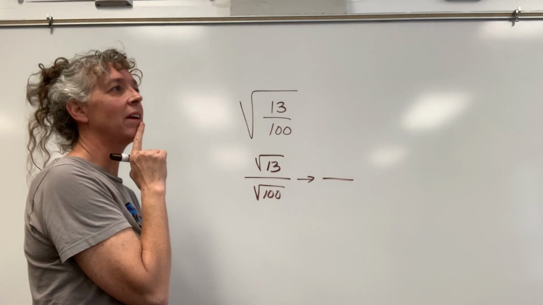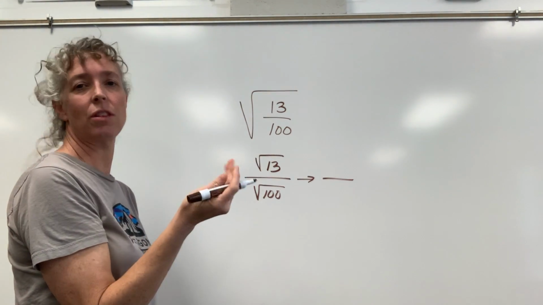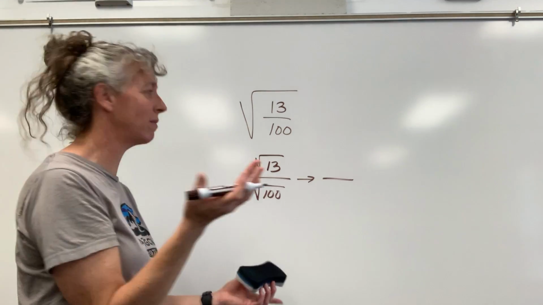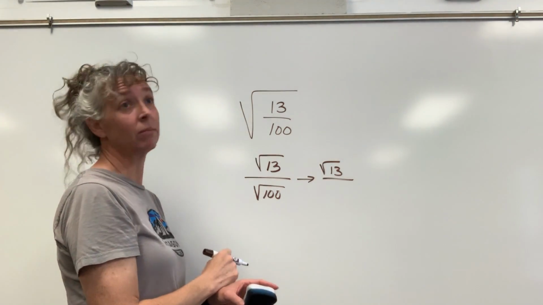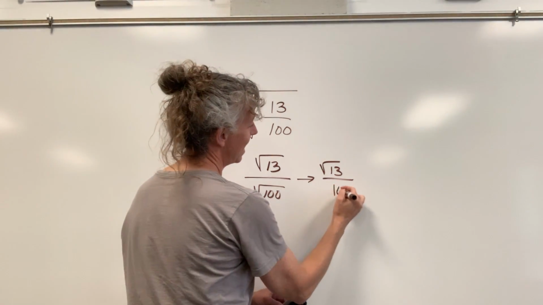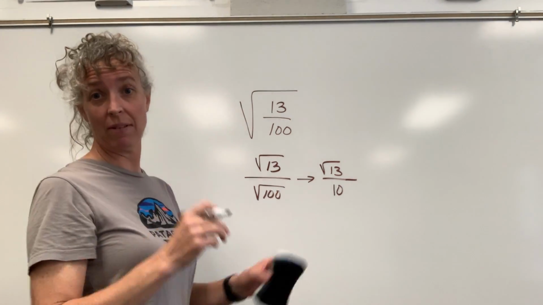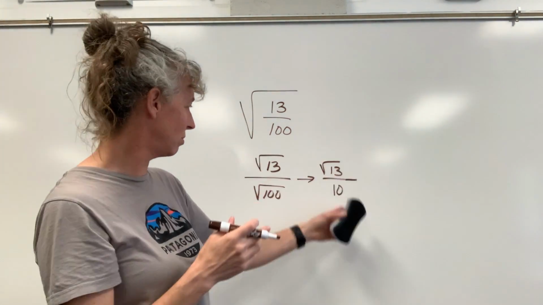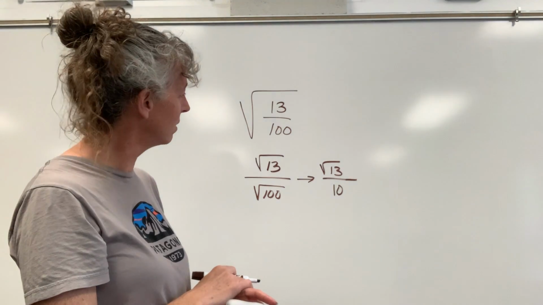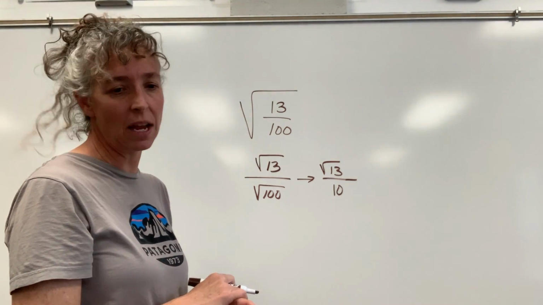Let's see, can I simplify 13? I think it's just a 13 and a 1, right? So we have to just leave that the way it is. Can I square root 100? Yes, the square root of 100 is 10. And so I've now simplified. That's all I can do because I can't divide here because there's nothing. You can't reduce this like a normal fraction. Okay, so square root of 13 over 10.